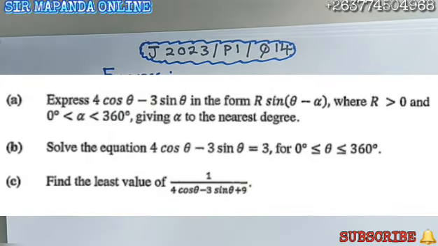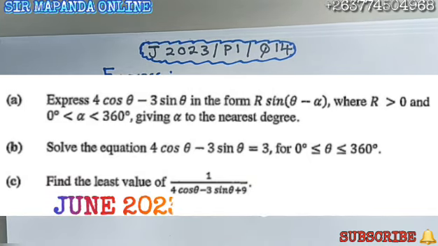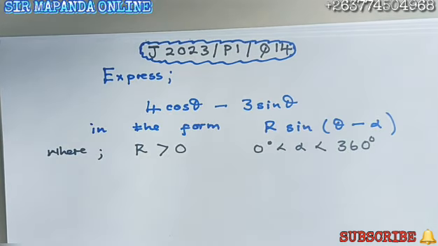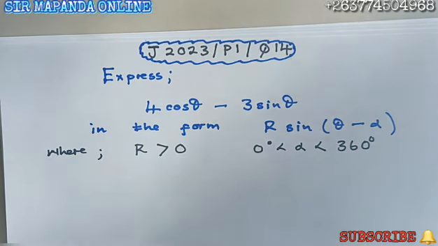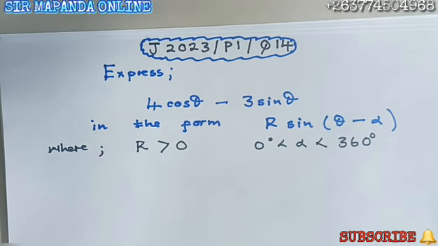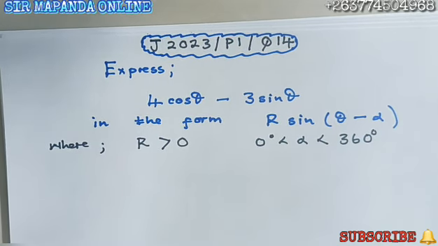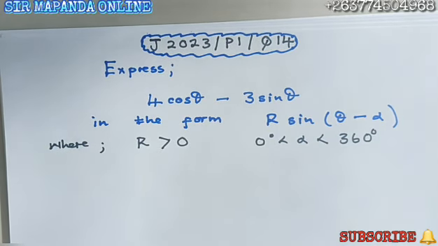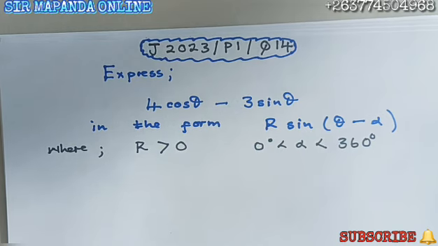In today's lesson, we're going to be focusing on June paper 1 question number 14, which was in line with trig ratios. The first part of the question reads, express 4 cos theta minus 3 sin theta in the form r sine theta minus alpha, where r is greater than 0 and alpha is an angle which is between 0 and 360 degrees. So this can be answered in various ways.